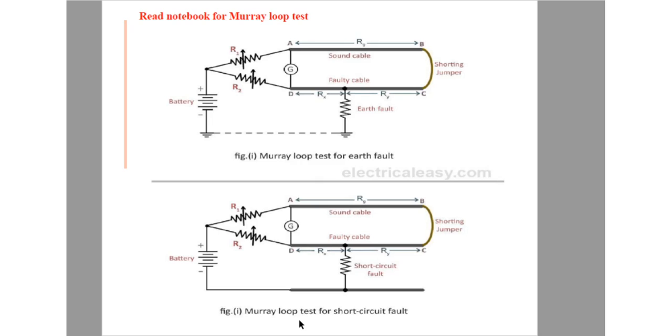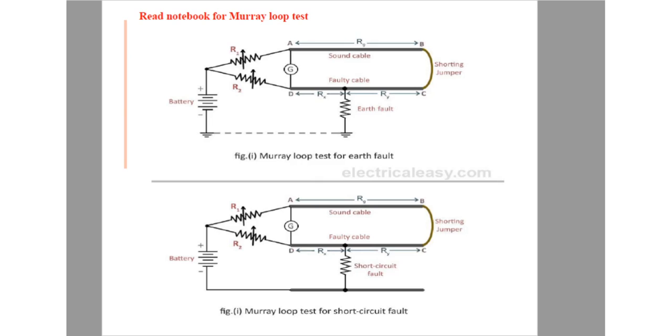We are interested in the Murray loop test. Now, what is this Murray loop test? It is used for identification of the fault location for electrical power cable. Now, what does it consist of? It consists of one bridge.